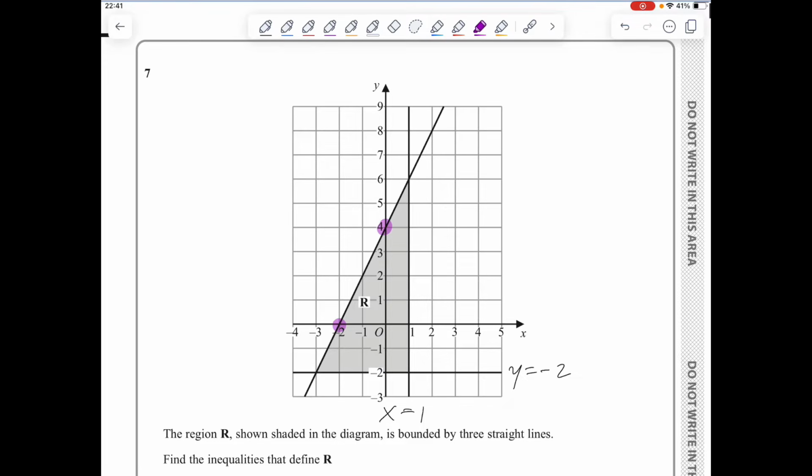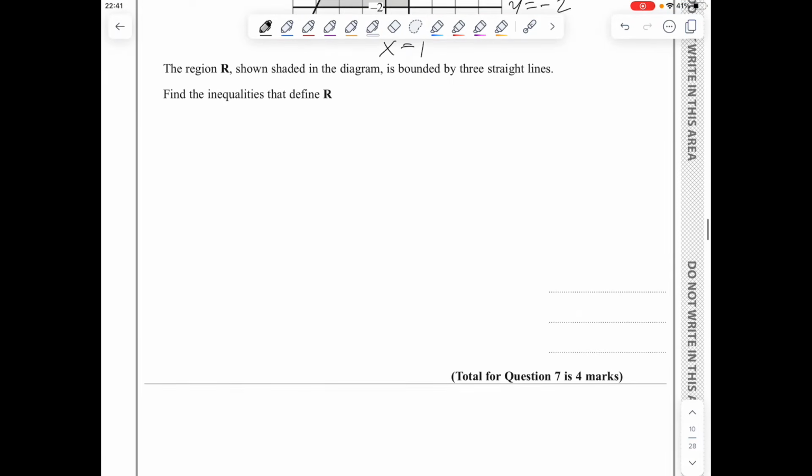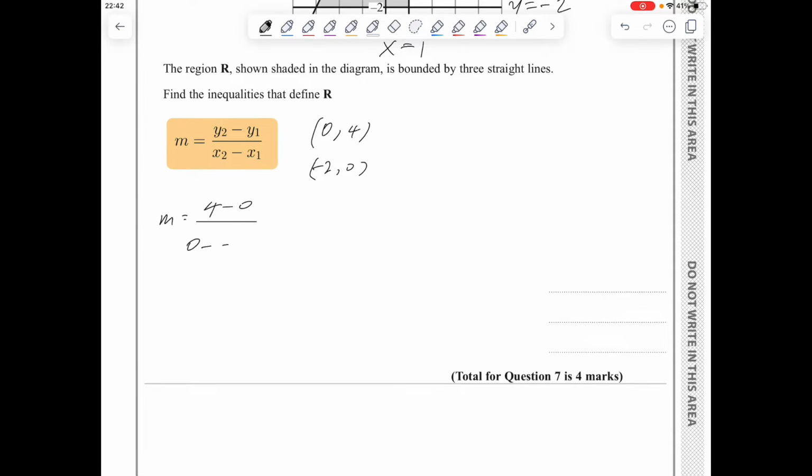Now I can take any 2 points on this line. I've just decided to take the x and y intercepts. And now I'm going to use the following formula to find the gradient. So this formula with 0, minus 4 and minus 2, 0 will give me a gradient of 0 minus minus 4 over minus 2 minus 0, which is equal to minus 2. Now I know the y-intercept, so the equation of this line is y equals minus 2x minus 4.